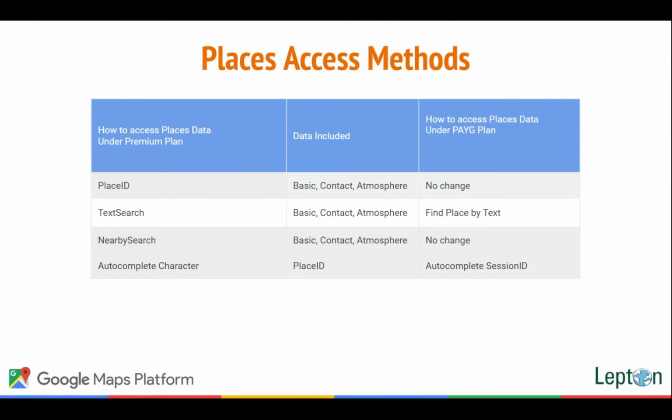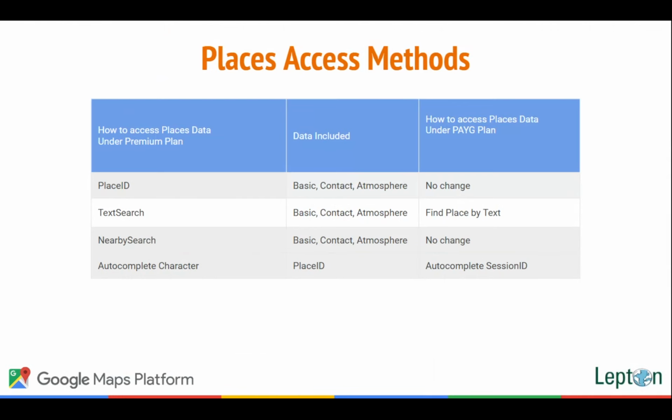So there is no change in the implementation mechanism under the pay-as-you-go model. It remains as it was in the premium plan. Now, if we talk about text search, let me take an example. I want to search for, let's say, pizza in New Delhi. So this is an example of text search.